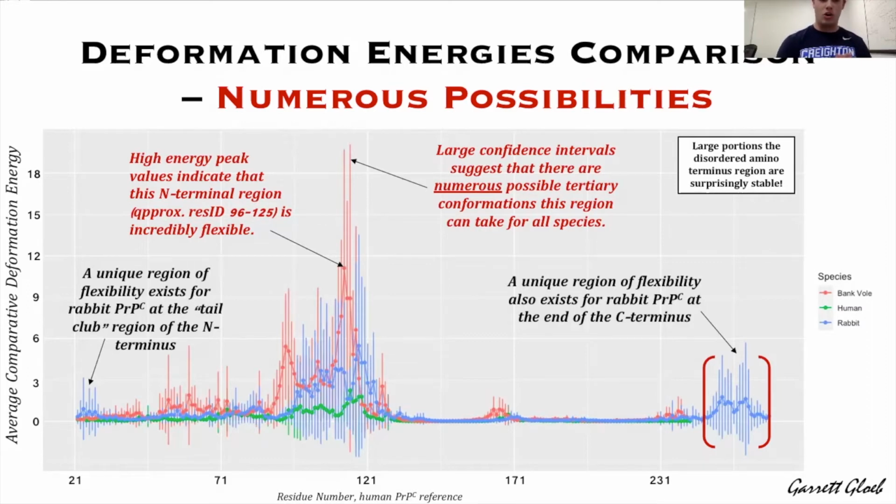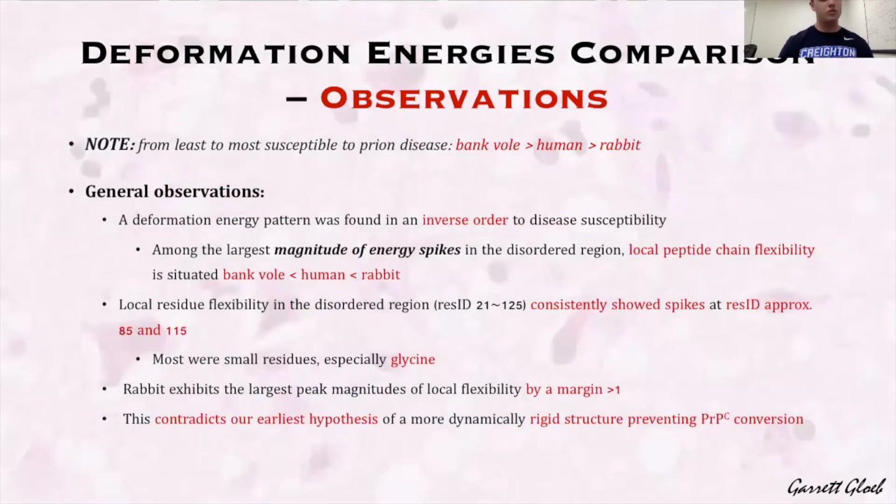Right at the beginning, we call this region the tail club region, and we'll see what that looks like a little bit later on. So just as a side note, we know that from least to most susceptible to prion disease, it goes rabbit, human, and bankvole. So some general observations that we found were that the deformation energy pattern was actually found in an inverse order to disease susceptibility, or an inverse order to the aforementioned.